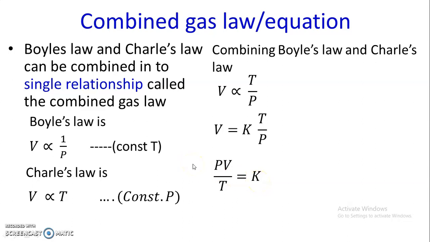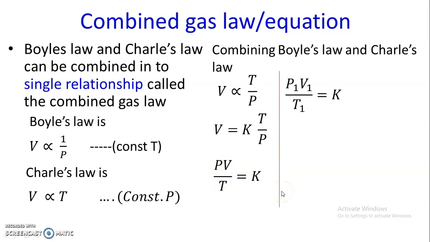So the combined gas law, or combined gas equation, is PV is equal to KT, where this K is nothing but the gas constant, the universal gas constant R. So sometimes we can write PV is equal to RT, or PV is equal to KT, or PV upon T is equal to K.